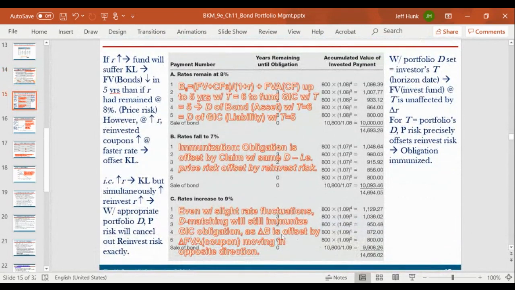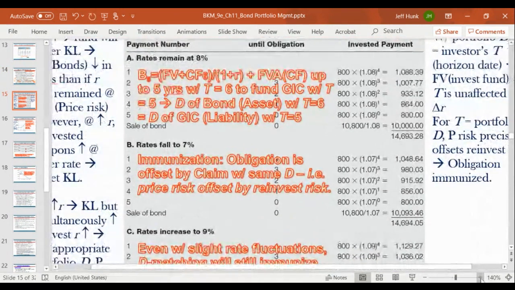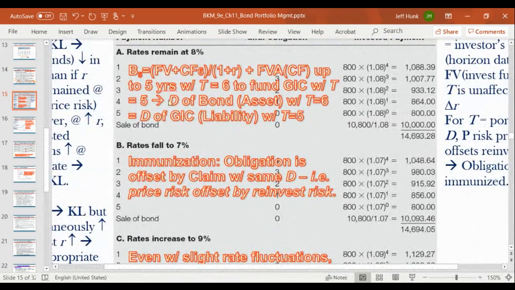So here's the thing. It looks quite complicated because I've added so many notes there, but maybe I can blow this up a little. Okay, here we go. So if the interest rate remains 8% still, the calculation, we don't have to do this, we know it's going to add up exactly to 14,693. But if it falls to 7%, then it will be 14,694. It's even better than this.